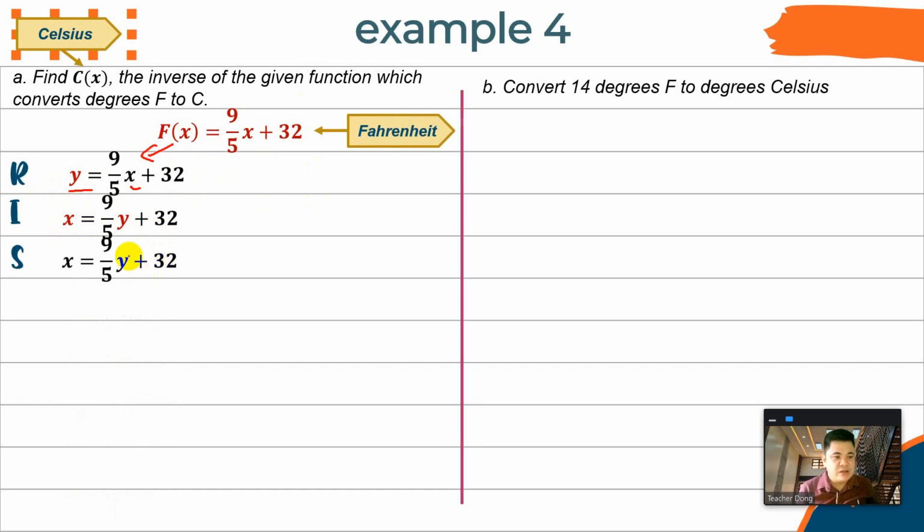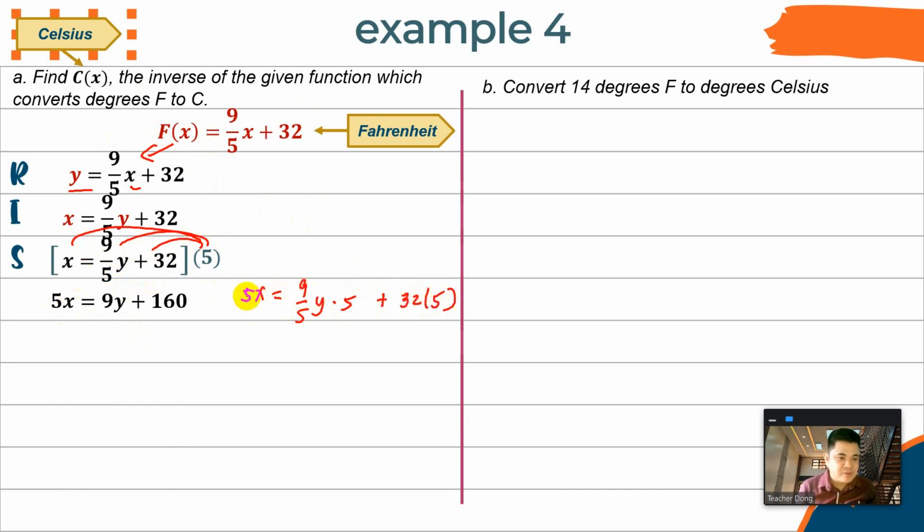Okay, so just like what we've learned, if there's a denominator, you have to remove that denominator. So multiply the whole terms by 5. You will have now 5 times x is 5x, equals 9 over 5y times 5, and then we have here plus 32 times 5. If you're going to simplify, 5 times x is still 5x, and then 9y, because you can simply cancel 5, which is the goal. We are removing the denominator. 9y. And then 32 times 5 is 160.